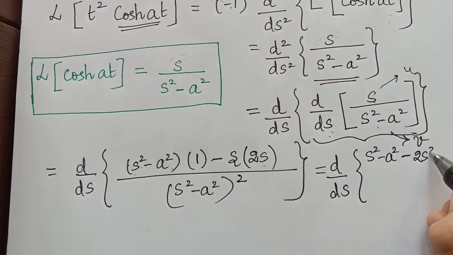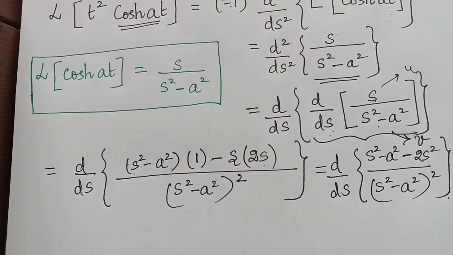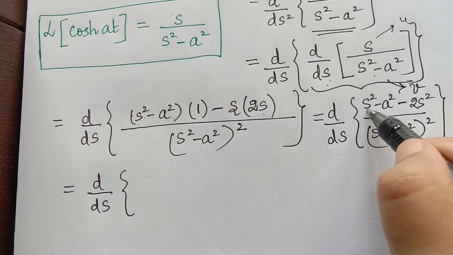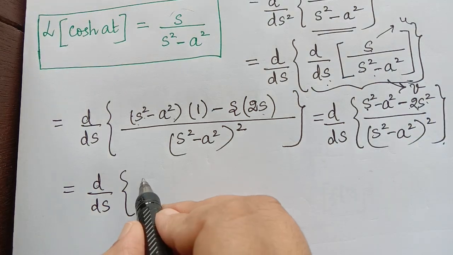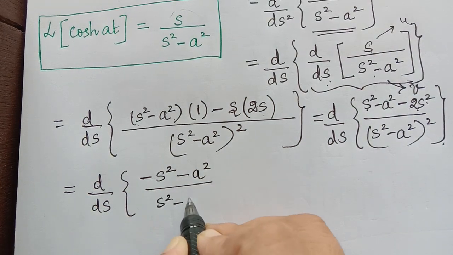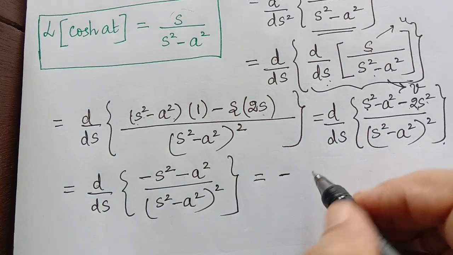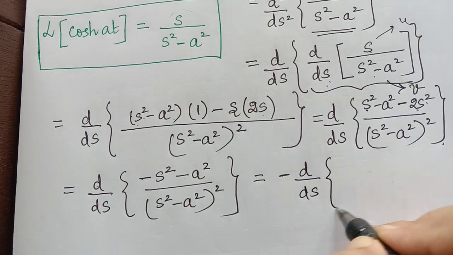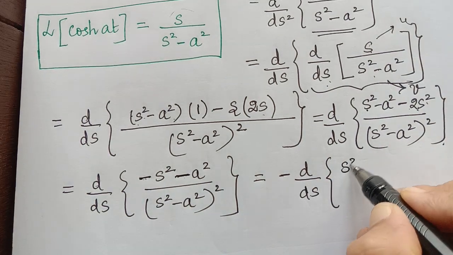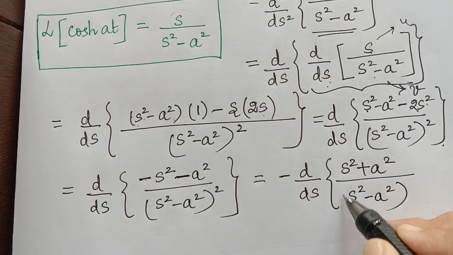So 2s square divided by s square minus a square the whole square. After that, this is further equal to d by ds of, now if you see, s square minus 2s square will be negative s square minus a square divided by s square minus a square the whole square. Now you can take the negative sign outside, so minus d by ds of, because the negative sign has been taken out, you can write it as s square plus a square divided by s square minus a square the whole square.